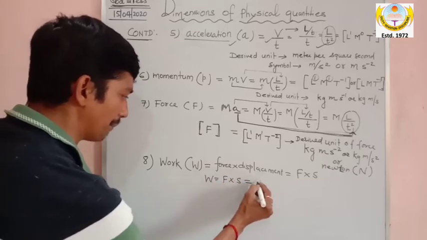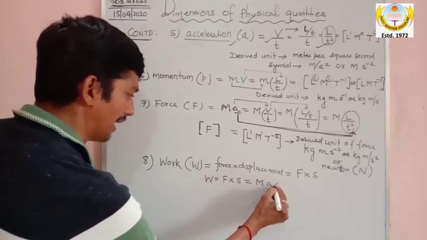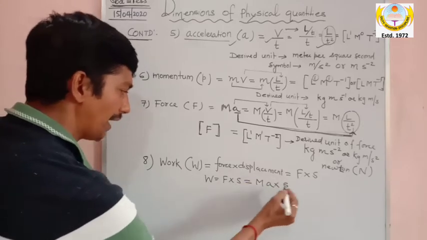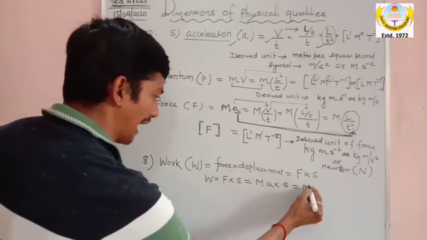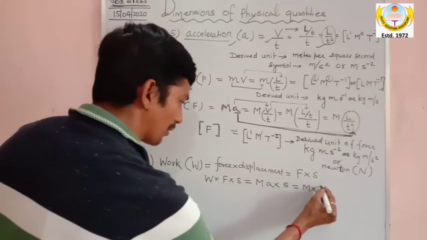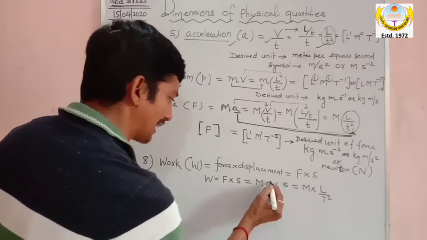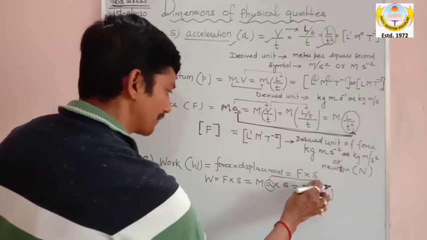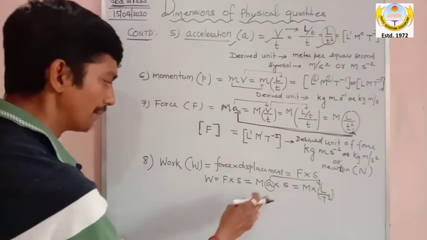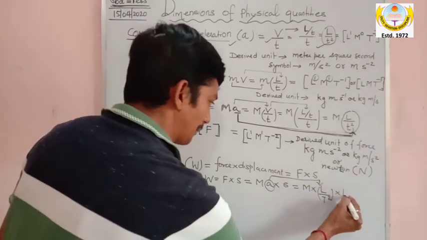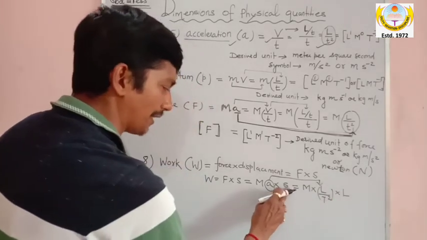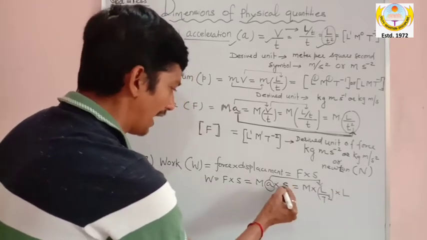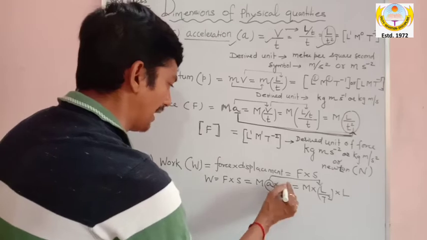Now F is broken into M into A, into S, right? Now here this will be broken into M into A. What will be the answer of A? L by t square. Acceleration can be written as L by t square here. Okay, and S is displacement. Your distance or displacement is length. So S is your displacement, and this displacement is denoted by L.